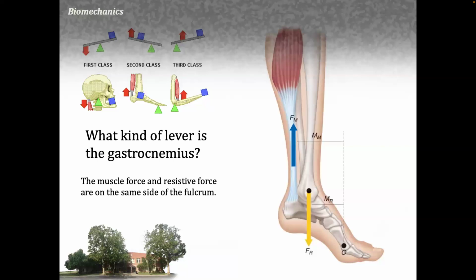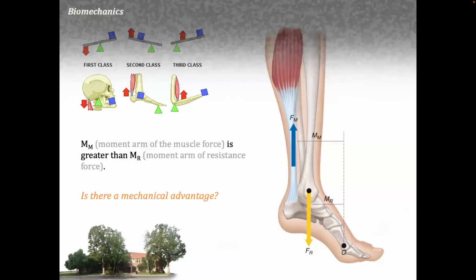And then the pivot point, the axis or fulcrum, that's at the toes. So the distance from the fulcrum to the load is sort of short. And then the distance from the fulcrum to the muscle is slightly longer, which makes this a class 2 lever. Does this have a mechanical advantage? Yes. Second class levers always have a mechanical advantage. The moment arm of the muscle is always longer than the moment arm of the load.